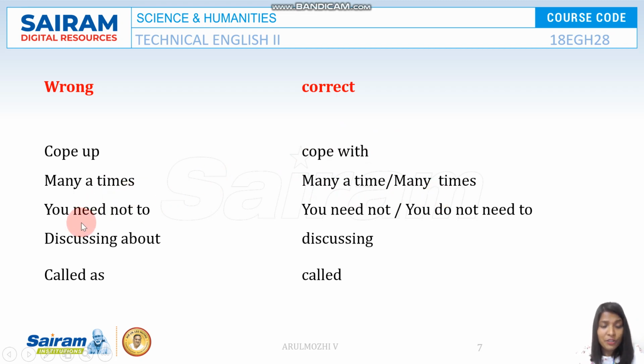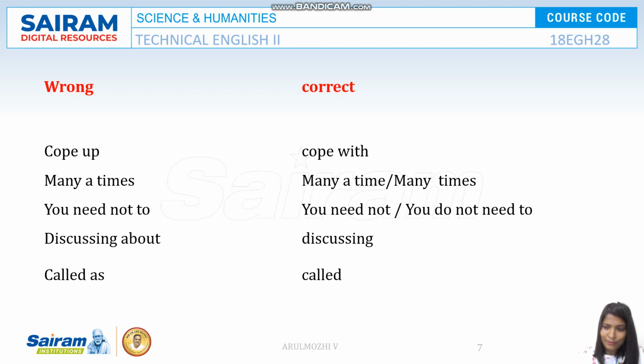And then, you need not to. It is a very common phrase. We don't even understand that there is a mistake here. But you should use either you need not worry about, or you do not need to worry about. It is not you need not to. You need not to is a wrong usage. Discussing about. It is not discussing about, it is only discussing.